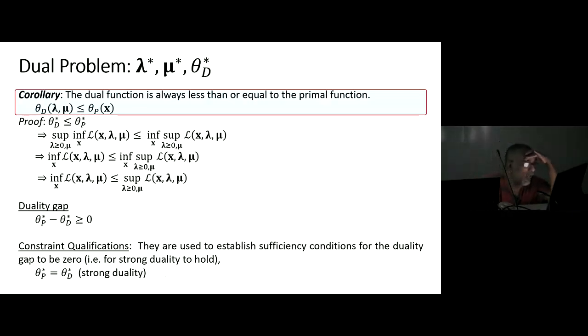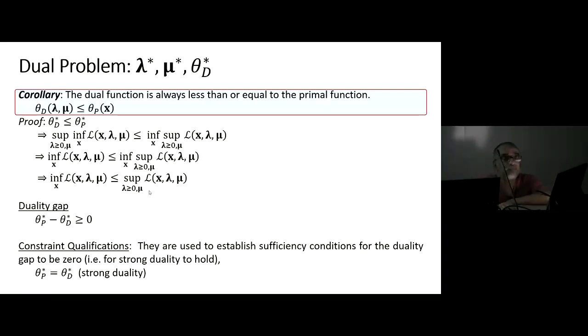Okay, and so the difference between them, theta p star minus theta d star, is greater than or equal to 0. This is called the duality gap. Okay, and constraint qualifications. So under certain conditions, such as Slater's condition, which we shall examine shortly, if there are any constraint qualification, under those circumstances, the duality gap is equal to 0. So the primal and the dual touch each other.